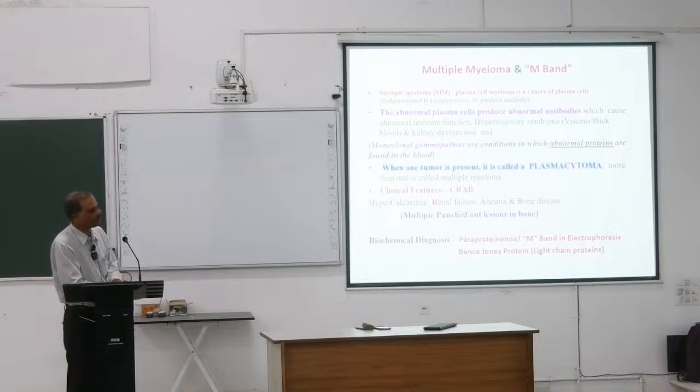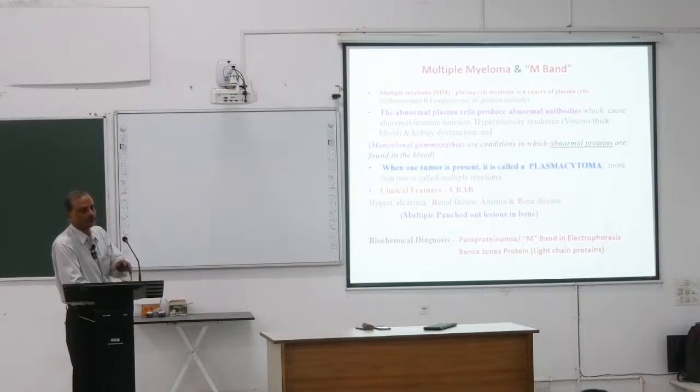Plasma will be viscous, and there will be abnormal immune function, and a single clone of cells will produce antibody. That's why it will cause monoclonal gammopathy. When only one tumor is present, that is called plasmacytoma. When multiple areas are involved, that is called multiple myeloma.